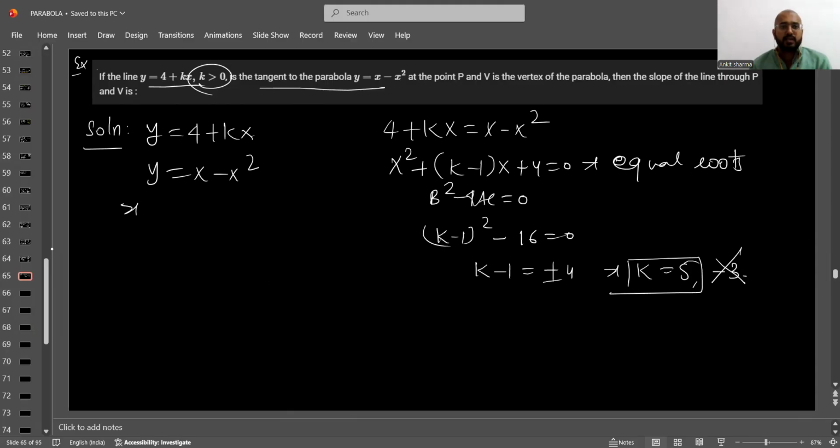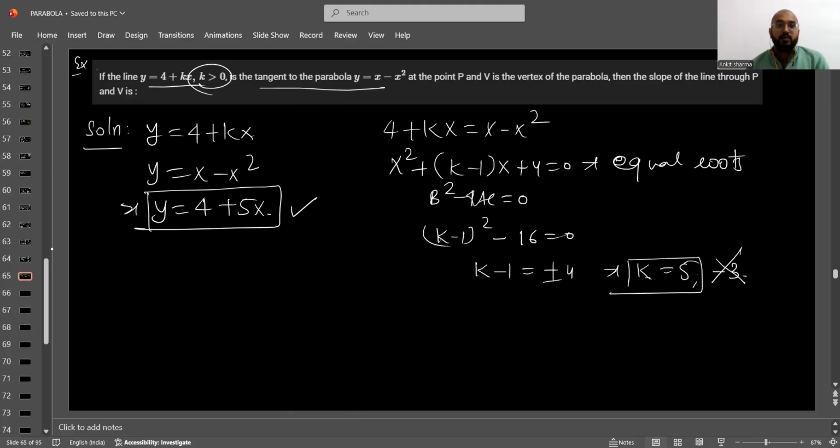So I will plug in here. I get y is equal to 4 plus 5 into x. This is the equation of my tangent. And now this is at the point P. So I can plug in k is equal to 5 directly into this equation, and I'll find x. When I find x, I'll get my point P.